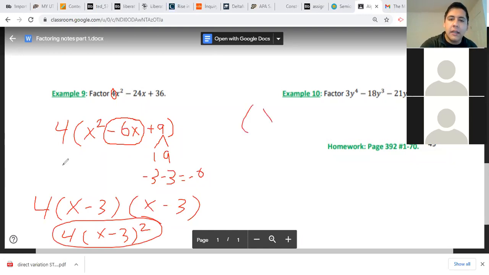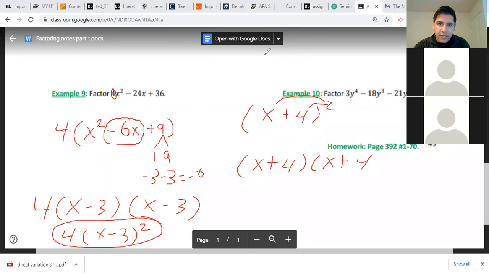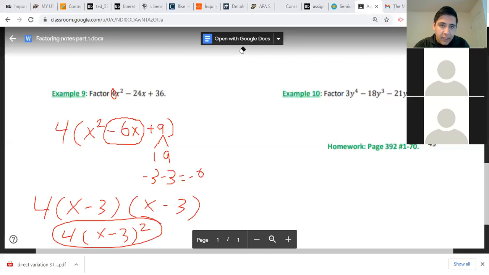Remember when we're looking at, for example, x plus 4 squared, we're not actually distributing that square. It's just writing this as x plus 4 times x plus 4. So it's basically the same thing. It's just the way that we're going to write out our answer. And of course, we keep that 4 on the outside because it never goes away. We factor it out at the beginning, so the 4 just stays the same right there.